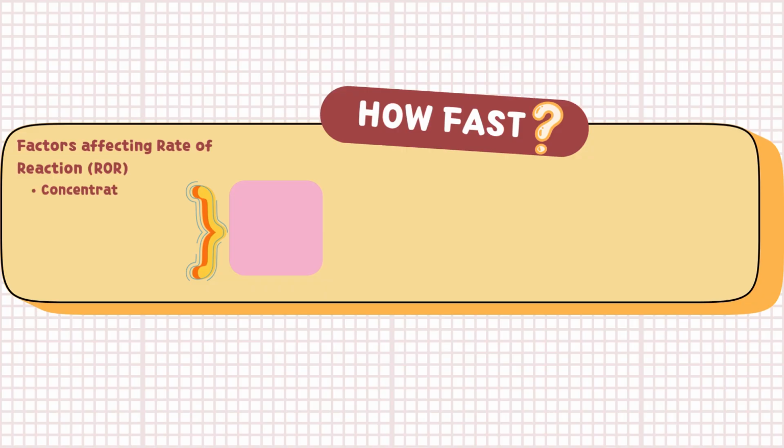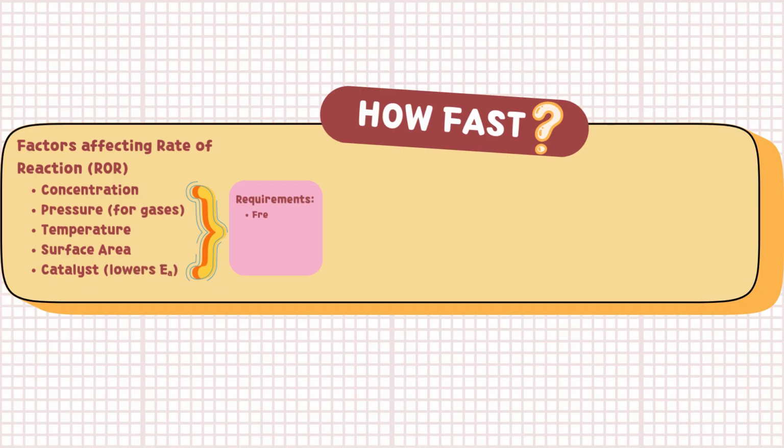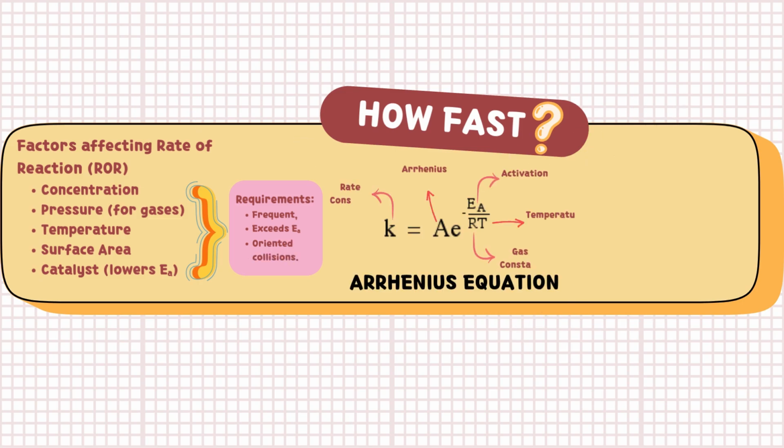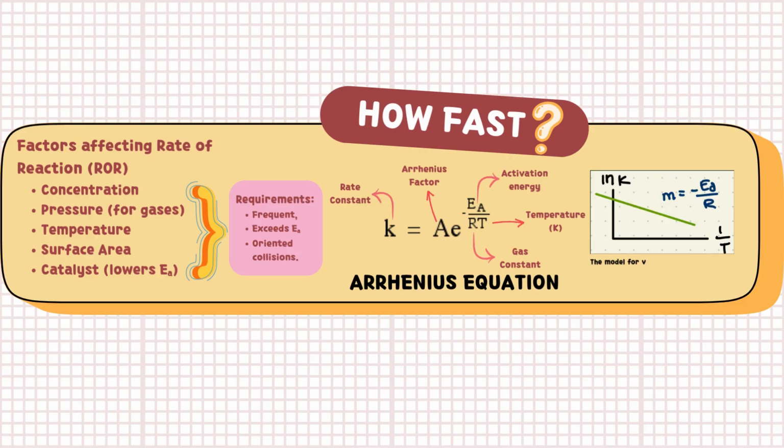The factors that affect rate include concentration, temperature, surface area, pressure for gases, and presence of a catalyst, which lowers the activation energy. The poster highlights the Arrhenius equation, which links temperature and activation energy to the rate constant, k. You'll notice that as temperature increases, the rate increases. This is shown in the graph included. The key idea is more frequent and effective collisions equals faster reactions.